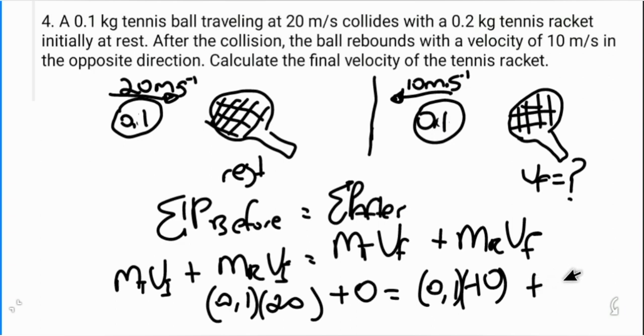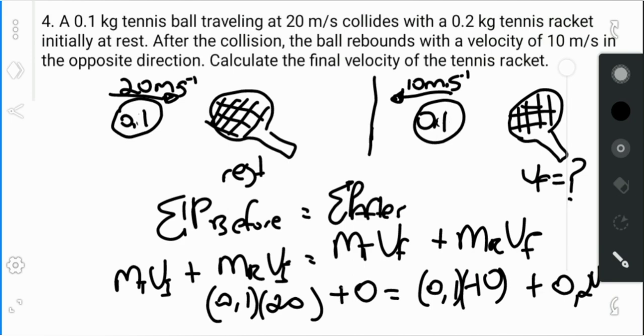Plus the mass of the racket, which is 0.2, times the final velocity. Let me erase this part.